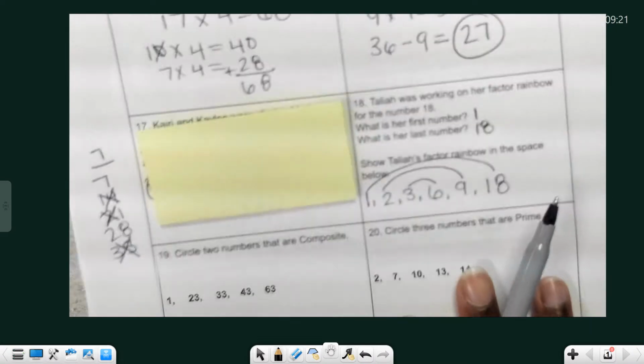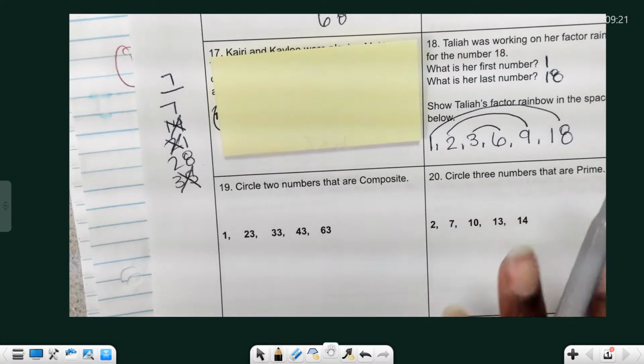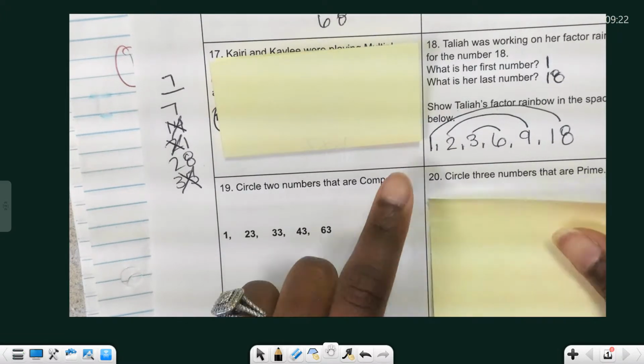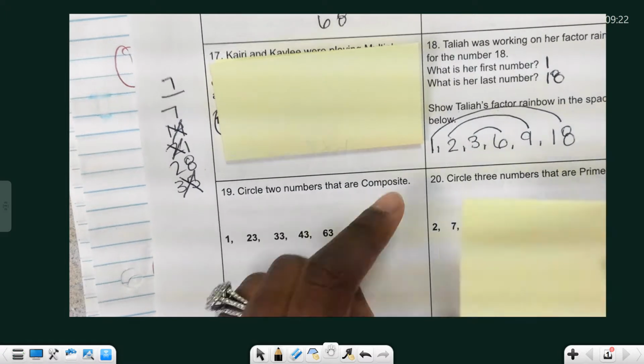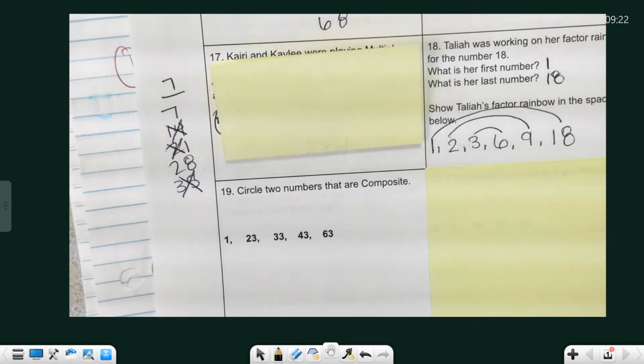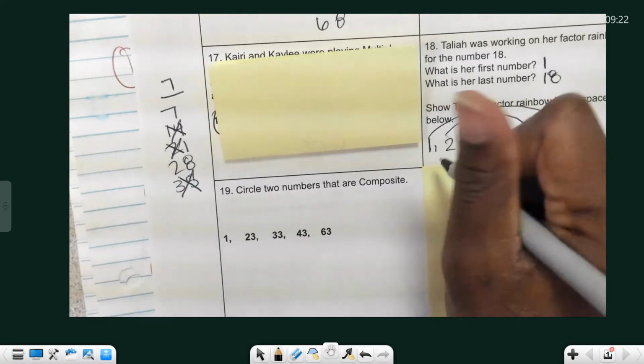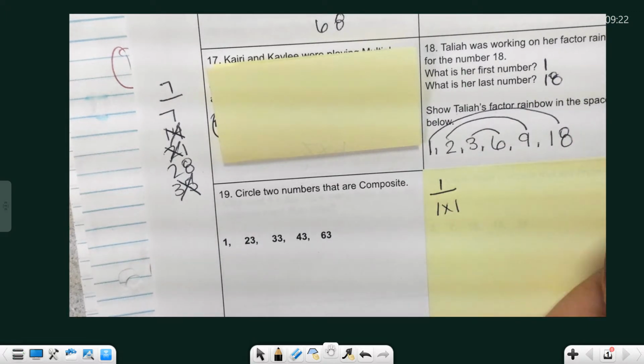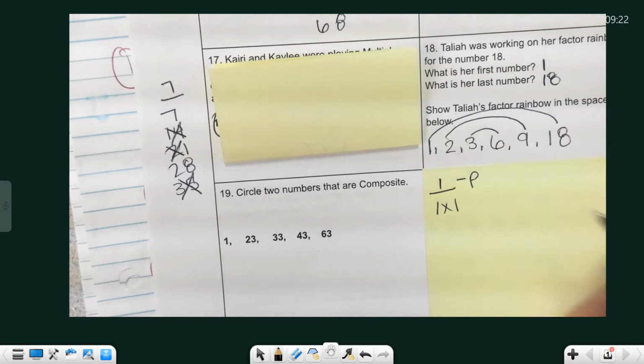All right, let's look at 19. Circle 2 numbers that are composite. Get another post-it note because you need to be able to go through each number to be sure that it's prime or composite. So the first one is 41. Well, 4 times 1, and that's it. So 41 is a prime.